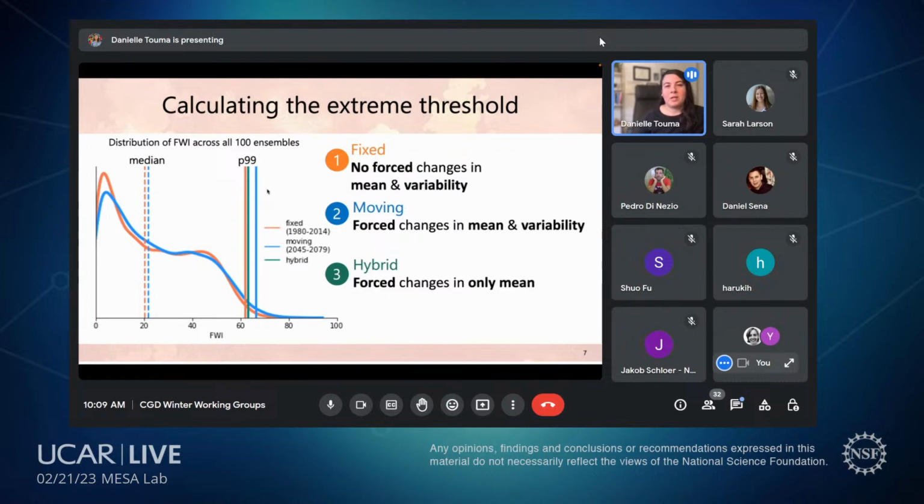So trying to simplify it a little bit, the fixed threshold gives us no forced changes in the mean and variability of that threshold. The moving one gives us forced changes in the mean and variability, so we now have a threshold that represents those forced changes. And the hybrid threshold gives us only forced changes in the mean. So we've allowed the mean to change, but not the variability.